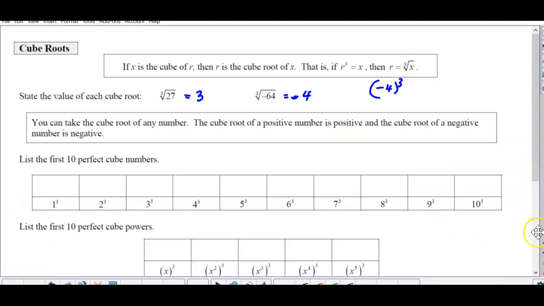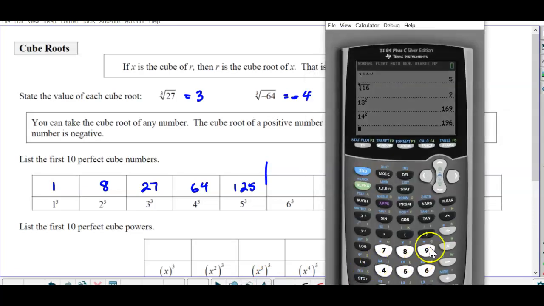Okay. Here you can take it of anything. It lists the first 10 perfect cube numbers. Again, some of these I always say for sure up to 5 cubed, and then for sure 10 cubed. I don't know all of these off by heart. We tend not to get too big of a number for some of these. So 1 cubed obviously is 1, 2 cubed is 8, 3 cubed is 27, 4 cubed is 64, 5 cubed is 125, 6 cubed is 243. I always have to check. Oh, no, sorry, 216.